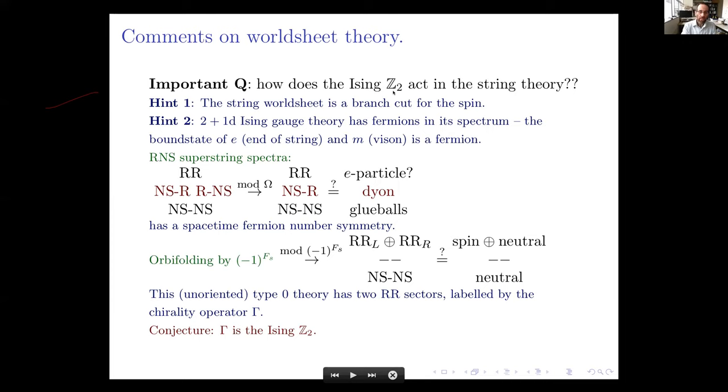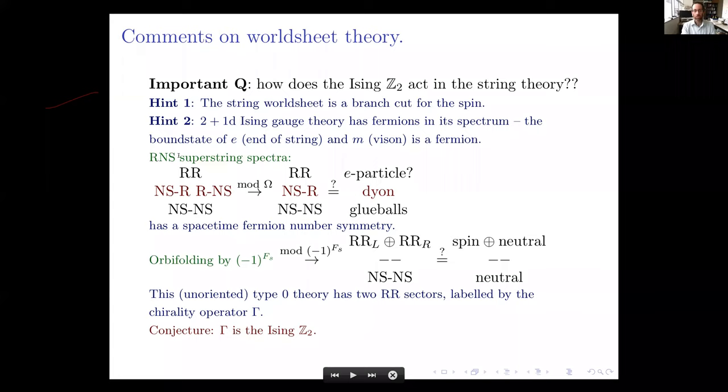And a hint for how that should act is in this construction of Polyakov, the string world sheet is a branch cut for the spin. And a second hint is that in the Ising gauge theory, there actually are fermions in the spectrum. So to think about it from a quantum perspective, the particle spectrum involves an E particle, which is like an electric charge, and an M particle, which is a lump of magnetic flux. And these two particles have some non-trivial mutual statistics, and in particular, their bound state is a fermion. And so it's a fun exercise to try to match the spectrum to the spectrum of an RNS superstring.